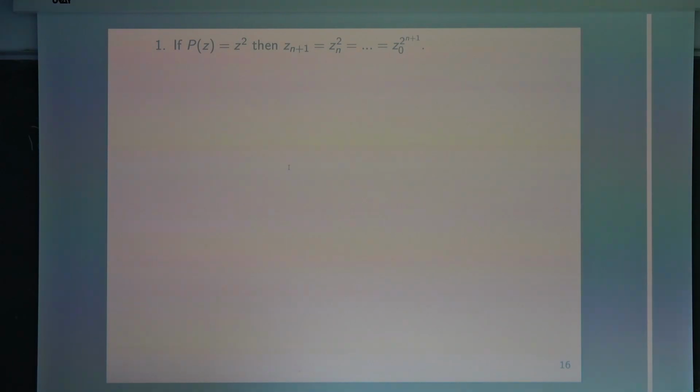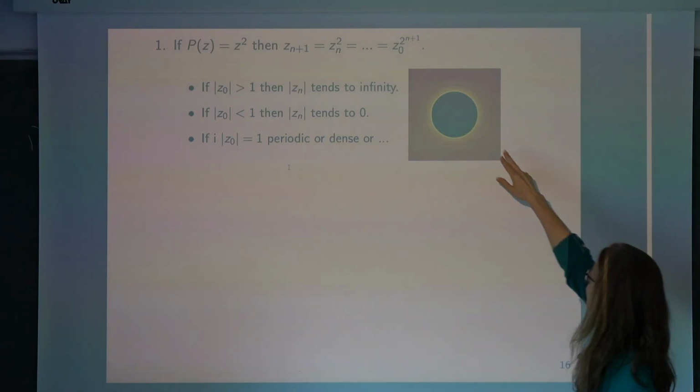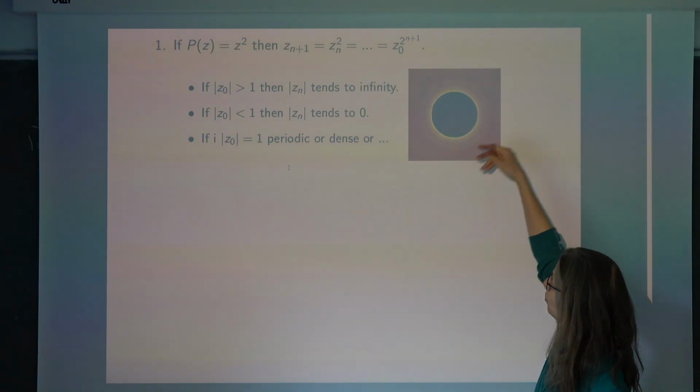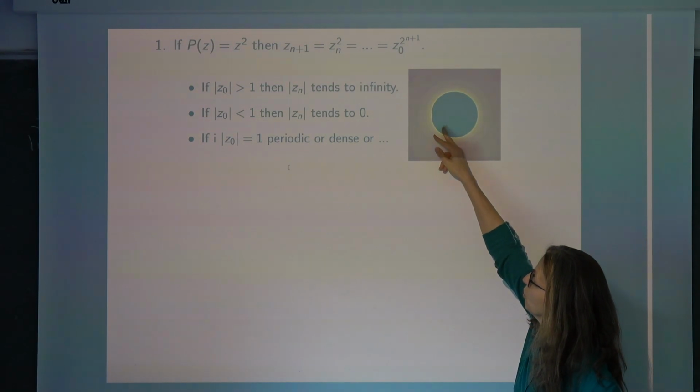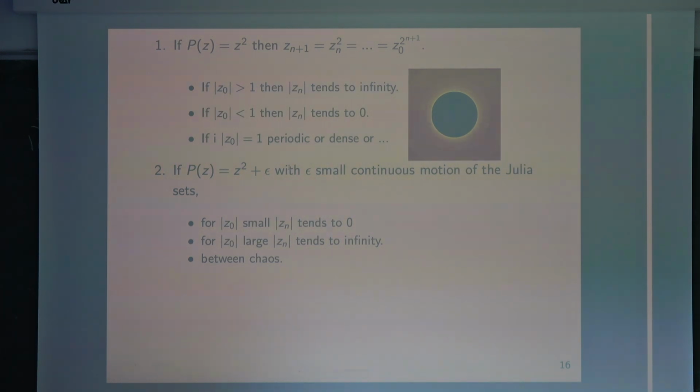So I start with a polynomial of degree 2, the simple one, c equals 0. You see the sequence is very easy to compute. You have z naught to the 2 to the power n plus 1. If you start above 1, you go to infinity. If you start below 1, you go to 0, and on the boundary it's much more complicated. Multiplication by 2 is not clear on the circle. You can have a lot of behaviors. It's not periodic or dense.